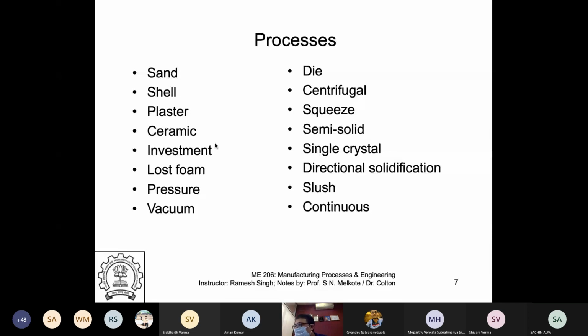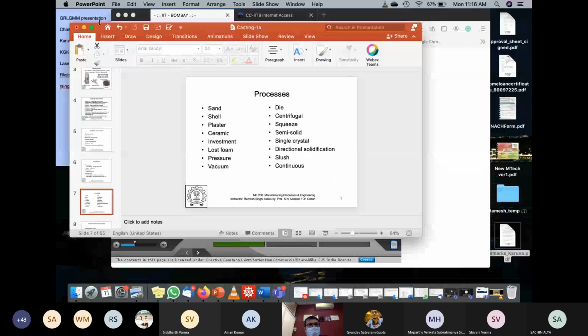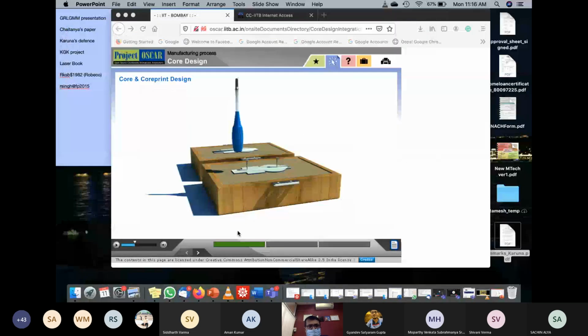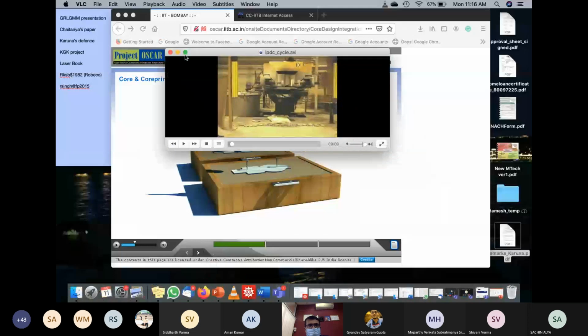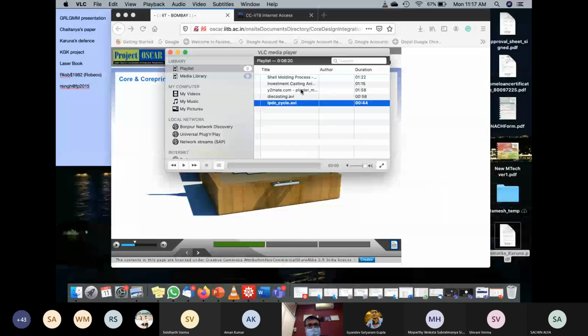Anybody? Can you tell me how gold jewelry is made? Somebody should know, right? Nobody knows? So if you don't, it's made by something called investment casting. So I'll actually show you how investment casting works, so that next time somebody asks you how gold jewelry is made, you can talk about it.